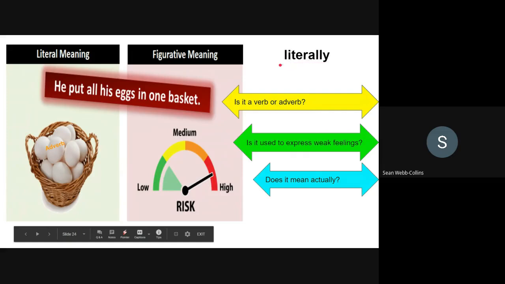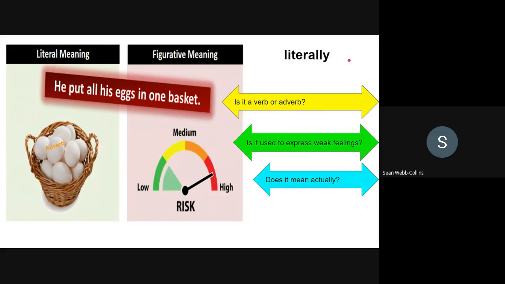Literally. Is it a verb or an adverb? Well, we've just said, you can see here that it ends in ly, and it is an indication of what type of word? That's right, an adverb. Literally is an adverb.